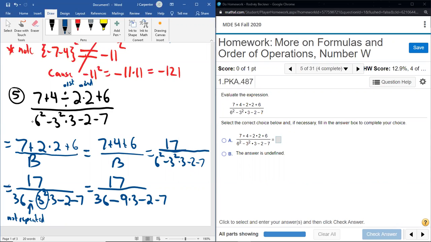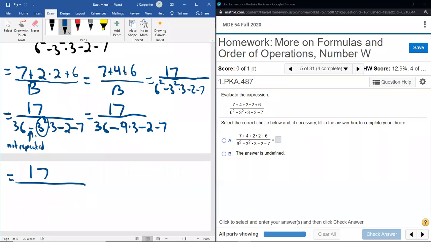Still the 17 in the top. Now in the bottom, subtraction, multiplication, subtraction, subtraction. So P and E are done. It's M and D that we're up to. We only have one multiplication. The 9 times the 3 would be a 27. So that's 36 minus 27 minus 2 minus 7. We have a bunch of subtractions. We better do them in the order from left to right. As I said, you can add in whatever order you like. Subtractions must go left to right. 36 minus 27 is going to be 9. So 17 over 9 minus 27 minus 2 minus 7.